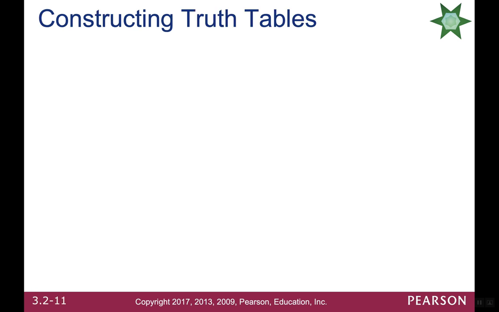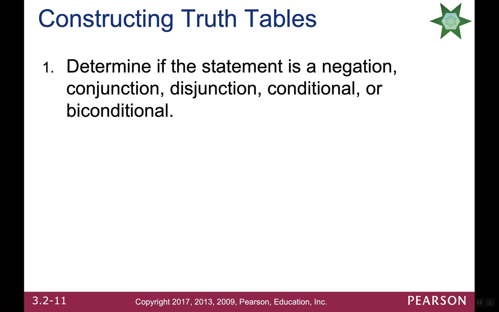Okay, so constructing a truth table. First of all, we have to judge if the statement is a negation, conjunction, disjunction, conditional, or biconditional. Now I remind you what these are. The statement is a negation, that means not P. So if Rose has brown hair, the negation is Rose does not have brown hair. That is tilde P. The conjunction, I remind you, is P and Q, and the disjunction is P or Q.